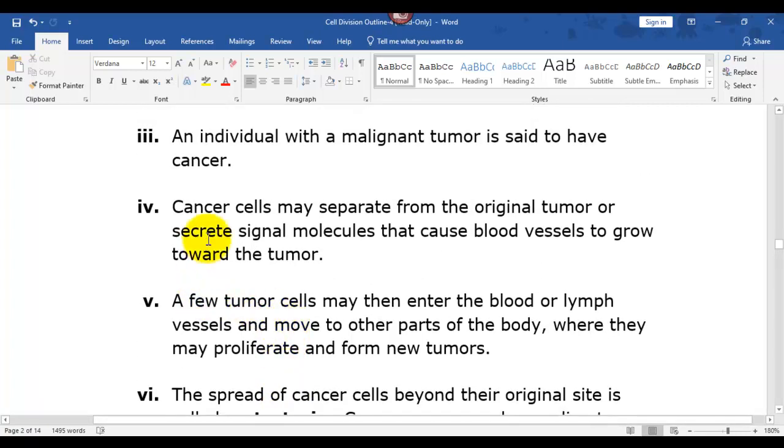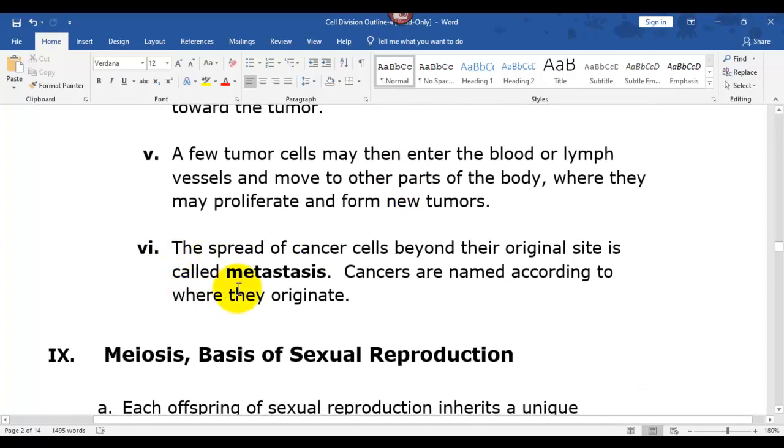So, cancer cells may separate from the original tumor, and they secrete signal molecules that do a lot of things. They can make blood vessels form toward them to grow. They can spread those characteristics to other cells. But metastasis is when it spreads to other parts of the body.